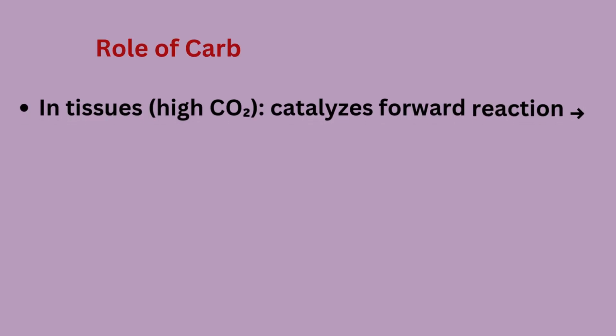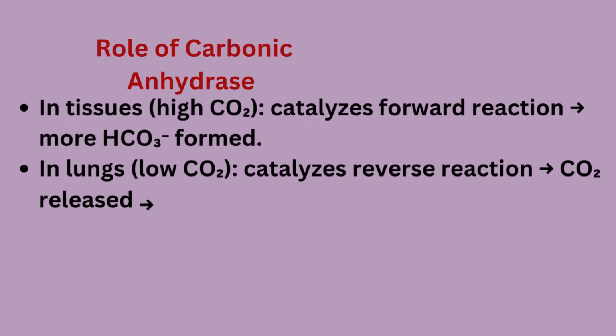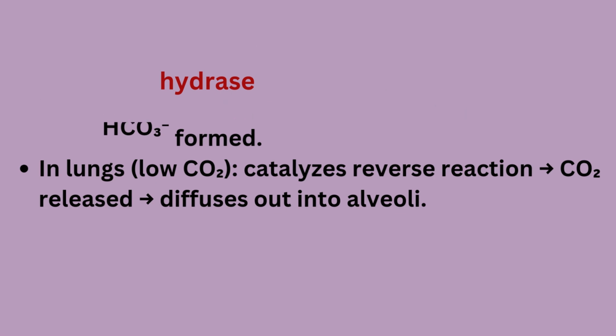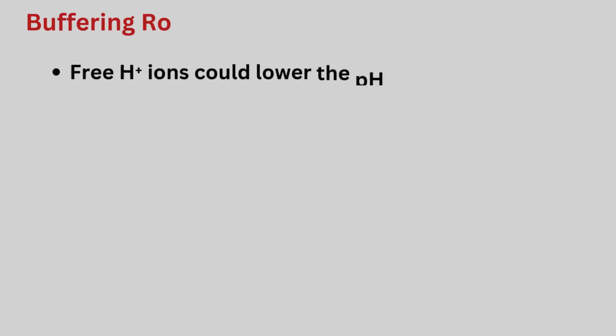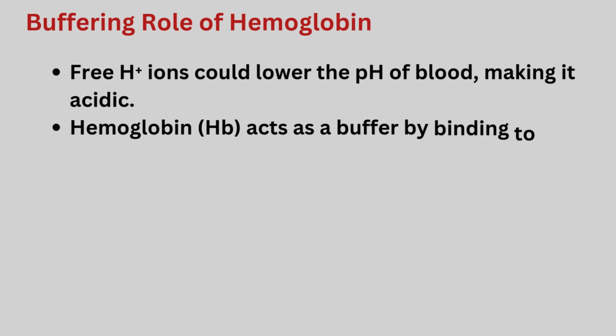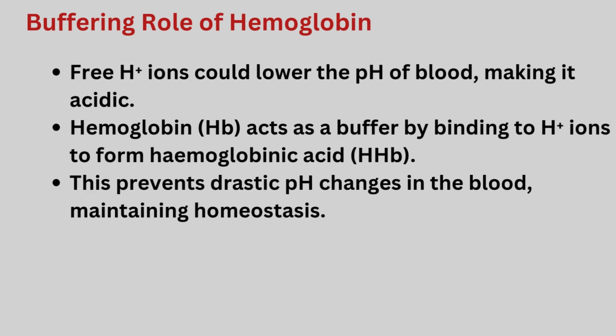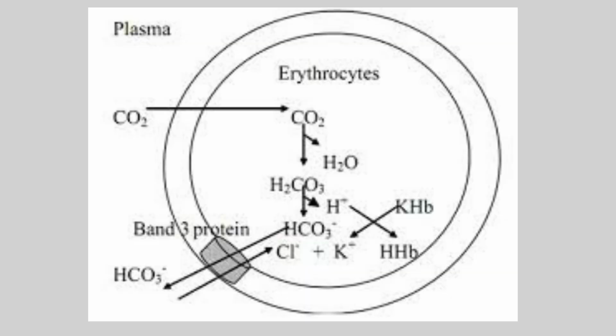Carbonic anhydrase plays a key role in carbon dioxide transport. In tissues with high CO₂, it speeds up the forward reaction, producing more hydrogen carbonate ions. In the lungs, where carbon dioxide is low, it catalyzes the reverse reaction, releasing carbon dioxide to diffuse into the alveoli. Free hydrogen ions can make blood acidic, but hemoglobin acts as a buffer by binding to these ions to form haemoglobinic acid. This helps maintain a stable blood pH and supports homeostasis.